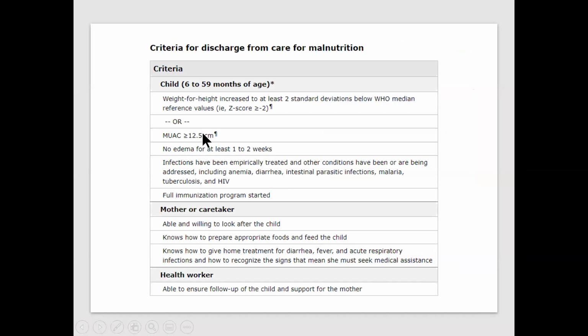What are the criteria for discharge? This one is for children between 6 months and 5 years. The criteria: the weight for height has increased up to -2 standard deviations.